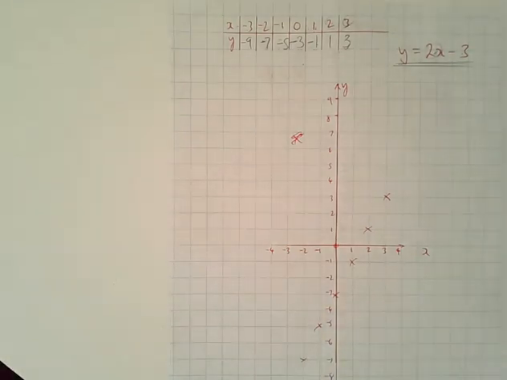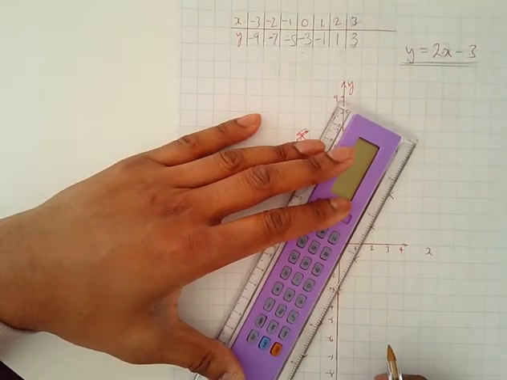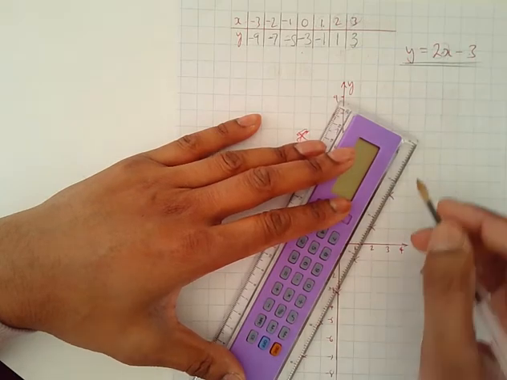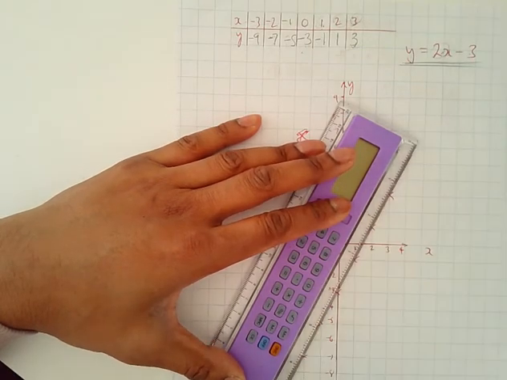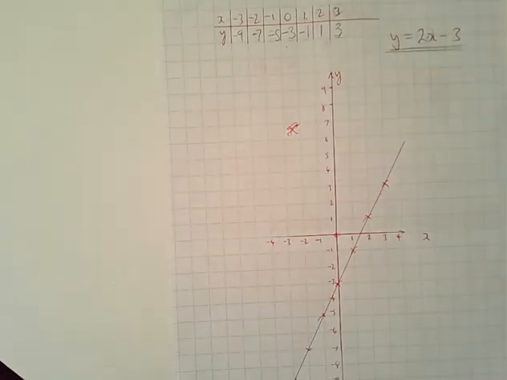All I've got to do now is join them up. Should be on a straight line. If not, check your values again, check your calculations. Right, this is not called a line of best fit. If you're thinking about line of best fit, you're thinking about scatter graphs. That's a separate video.